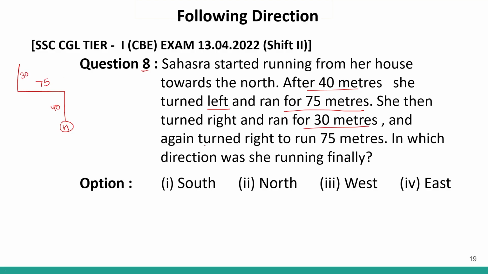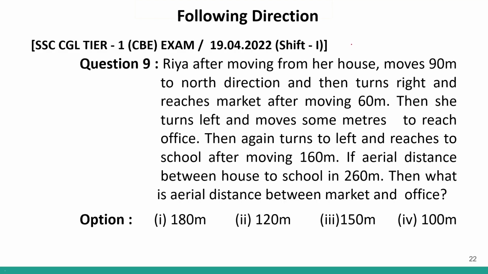Okay, then she turned right again. So right will be in which direction? Right will be in this direction. And then she ran again for 75 meters. Over here. Then we have to find out in which direction was she running finally. So this is the direction towards which she is running. And this direction is which direction? This is clearly east. So our answer will be option number 4, east. So this is the solution.